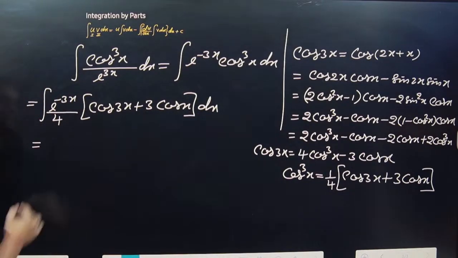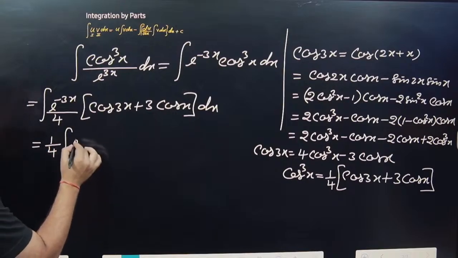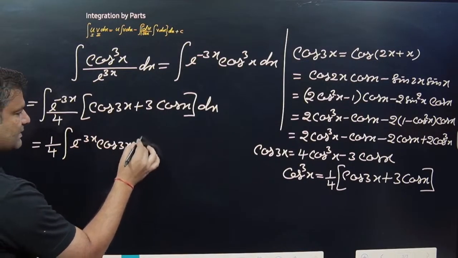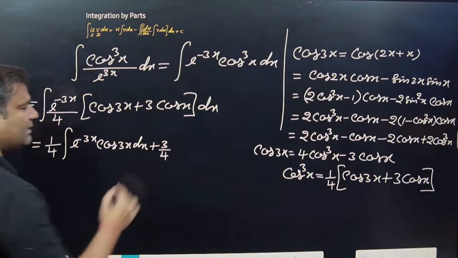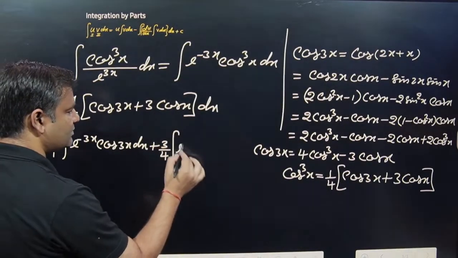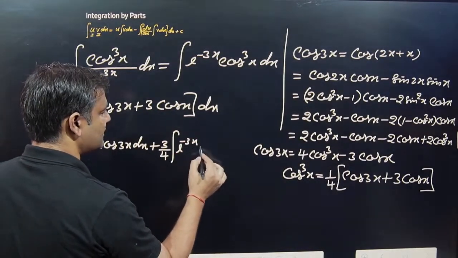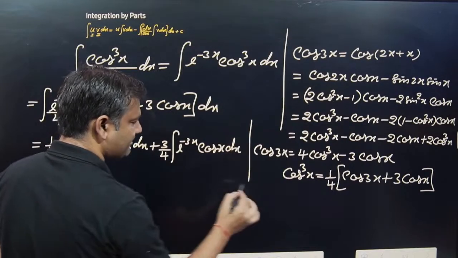After that, 1/4 into integration of e to power -3x into cos 3x dx, plus 3/4 into e to power -3x into cos x dx.